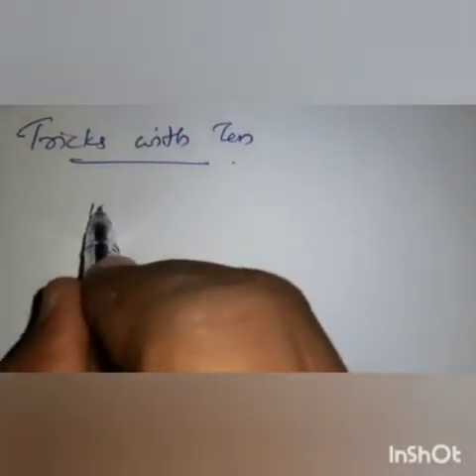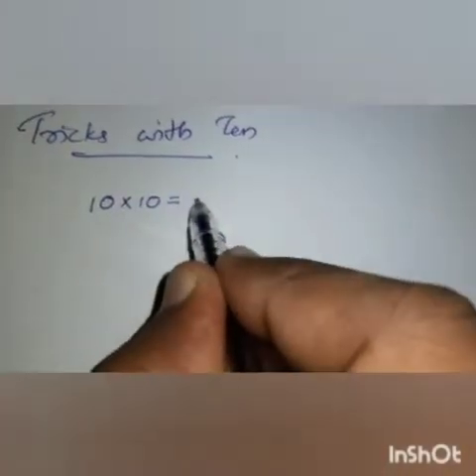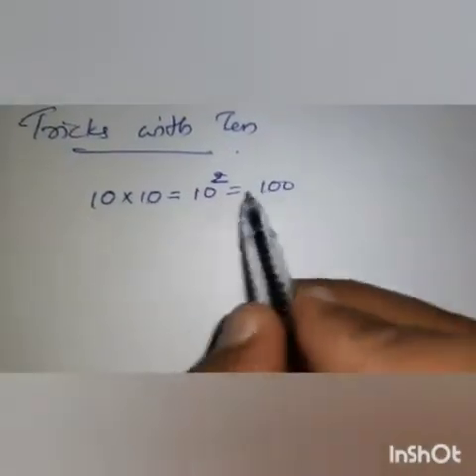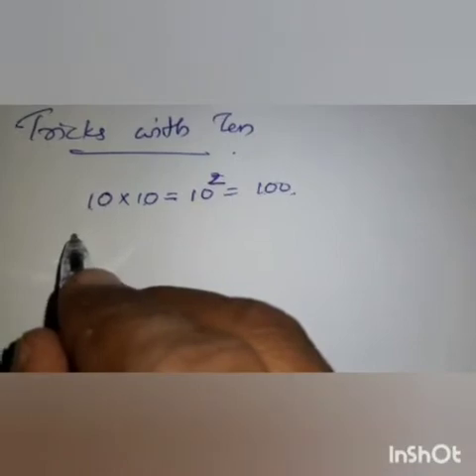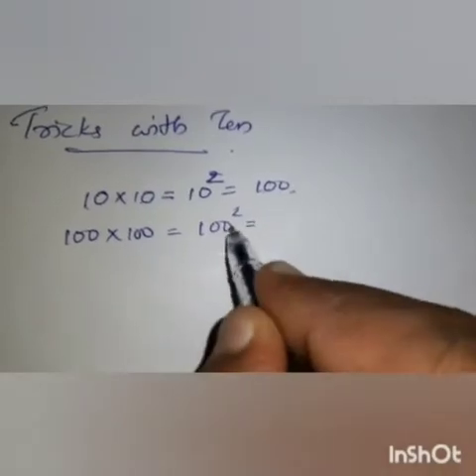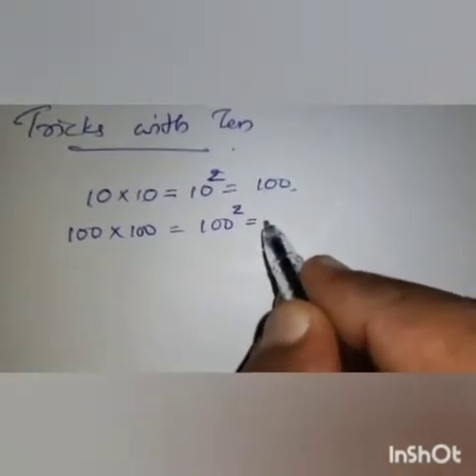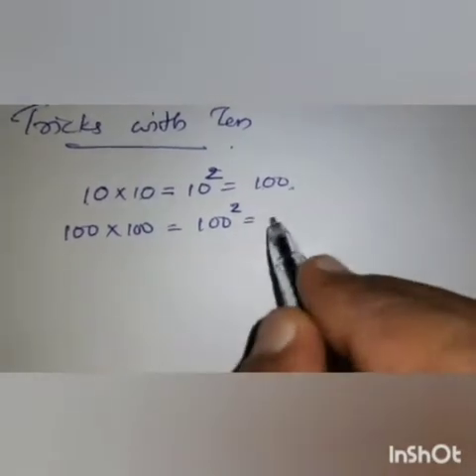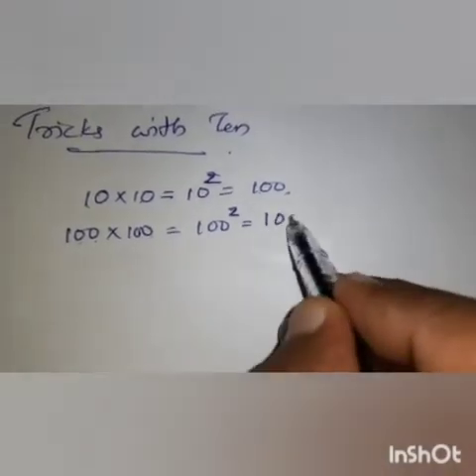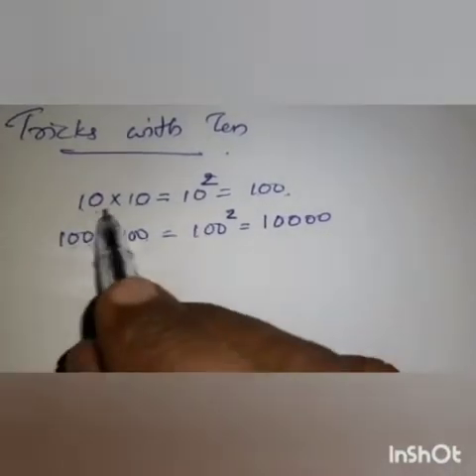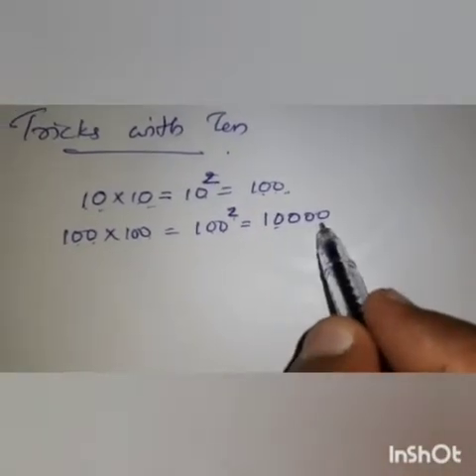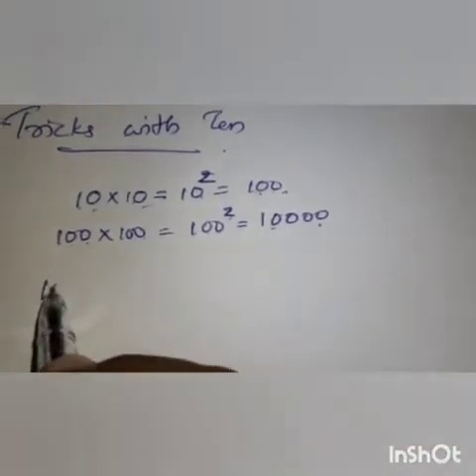Next, what is the square of 10? 10 into 10 is how much you are getting? 10 square is how much? 100. So 1 after 2 zeros. What about the square of 100? 100 into 100 is equal to 100 square. Square is written like this as a superscript. So that is 1 after, here 2 zeros, here also 2 zeros. So 4 zeros totally. 10 square is 100. 100 square is 10,000. What about the square of 1000?